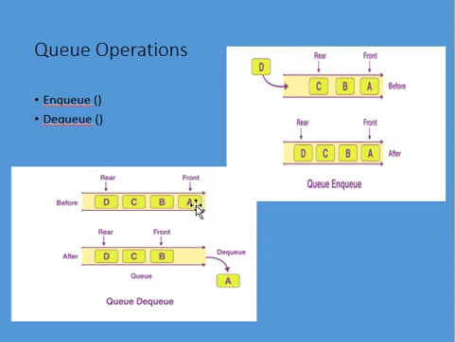So you have to first remove A, then front will be incremented by 1, and it will go to B, then B will be deleted, and so on. When the rear is equal to front, it means there is only one element left to be deleted, and when the front is greater than rear, it means there is no element at all for deletion.